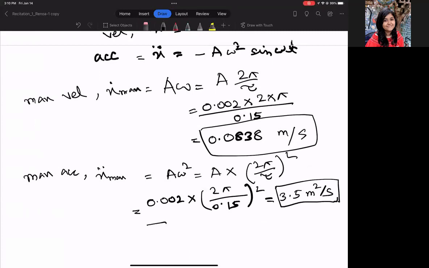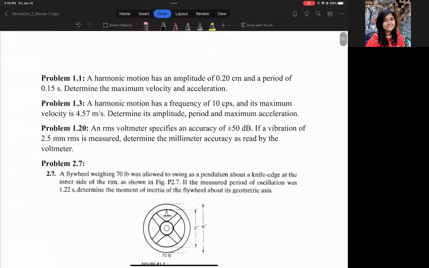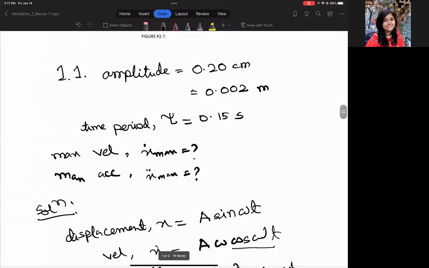Next, we will go to problem number 2, which is problem 1.3. Here it says a harmonic motion has a frequency of 10 cycles per second, and its maximum velocity is 4.57 meters per second. We have to determine the amplitude, period, and maximum acceleration.